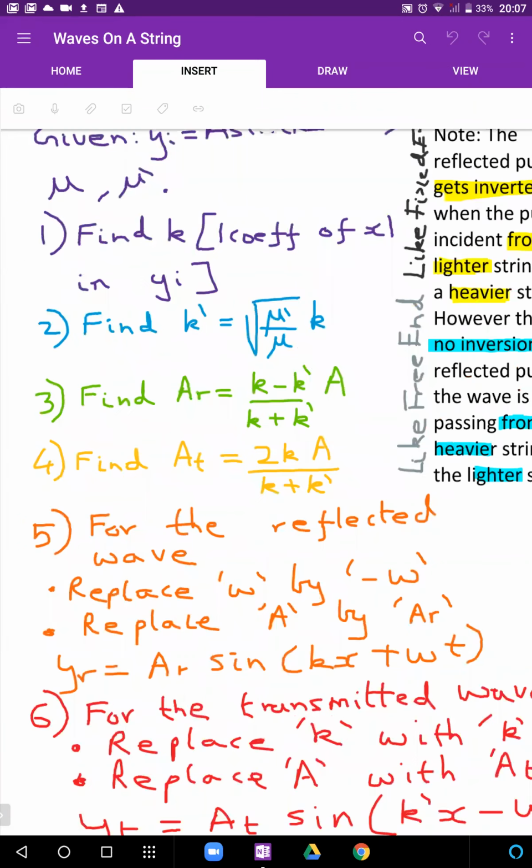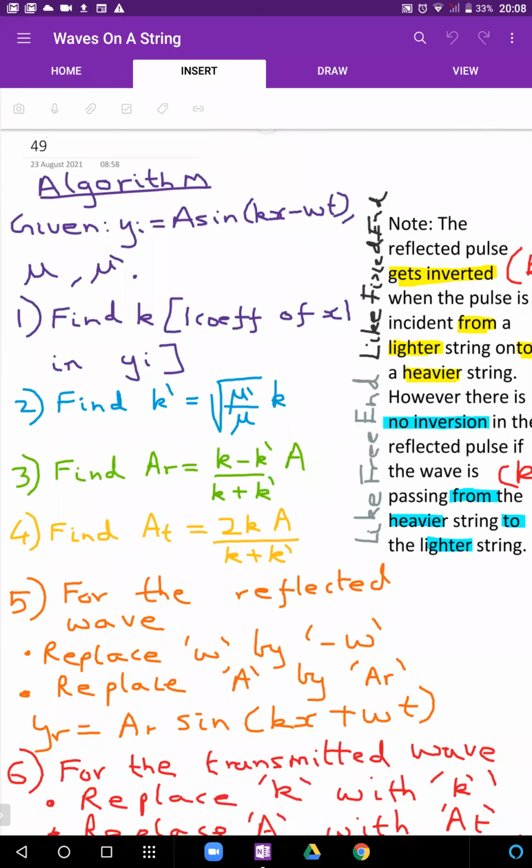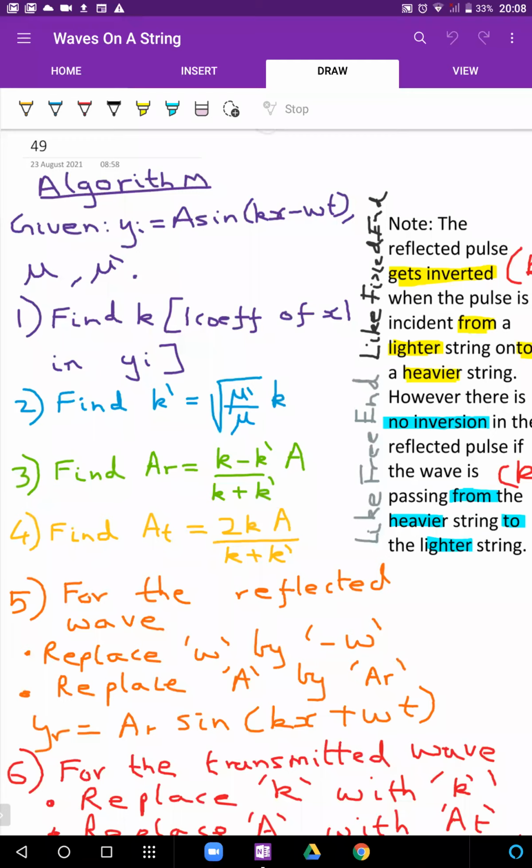अरे पेज, अच्छा देखो, this is the algorithm, so this is ultimately what you need. All right, so given yi is a sine kx minus omega t, given the incident wave's equation, also what else will be given? Given mu and mu dash. Okay, you'll also be given mu and mu dash. You'll be given the linear mass density of the first string and the second string normally.